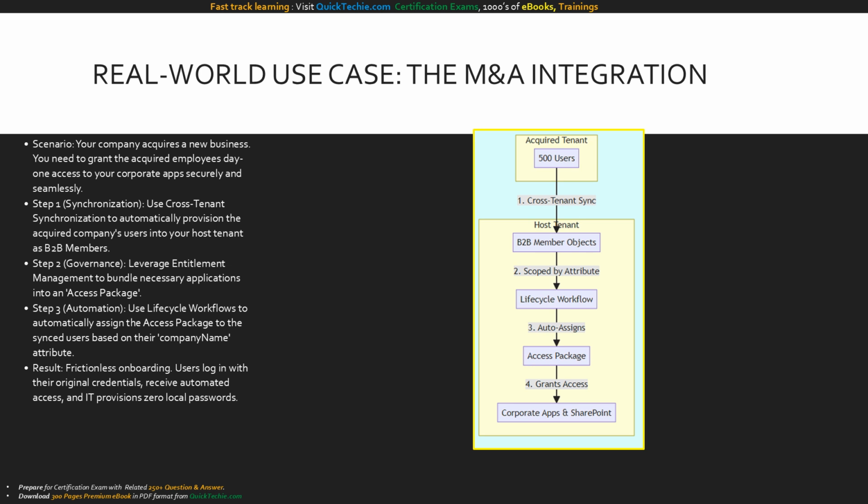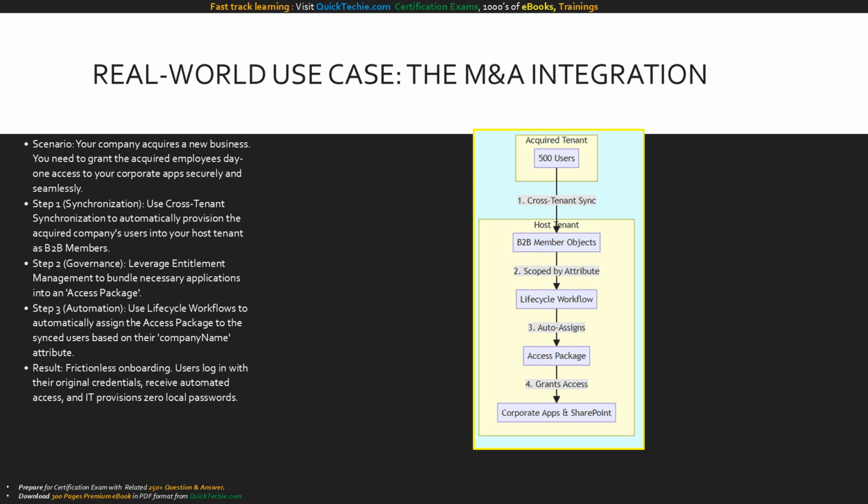This final flowchart visualizes our M&A architecture. On the top left, we have the 500 users sitting in the acquired tenant. Arrow 1 represents cross-tenant synchronization, pushing them into the host tenant as B2B member objects. Moving down, Arrow 2 shows our lifecycle workflow scoping these specific users based on their attributes. The workflow then executes Arrow 3, automatically assigning them a pre-built access package.